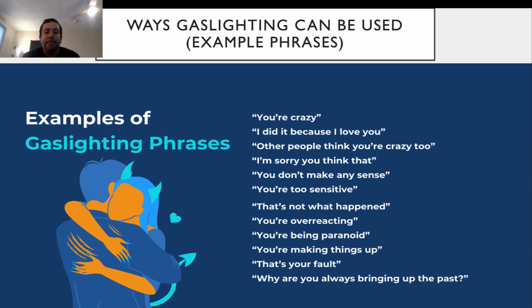Example phrases. So we're just kind of expanding on gaslighting, kind of using reverse psychology to blame someone even though that person may be at fault themselves. So somebody who's gaslighting you would say some phrases like "you're crazy," "I did it because I love you," "other people think you're crazy too," "I'm sorry you think that way," or "you don't make any sense," "you're too sensitive," "that's not what happened," "you're overreacting," "you're being paranoid," "you're making things up," "that's your fault," "why are you always bringing up the past?"